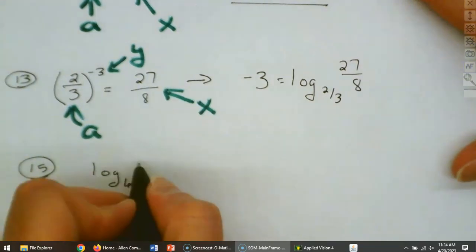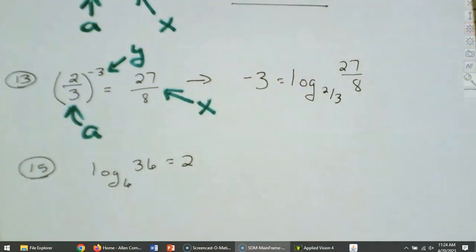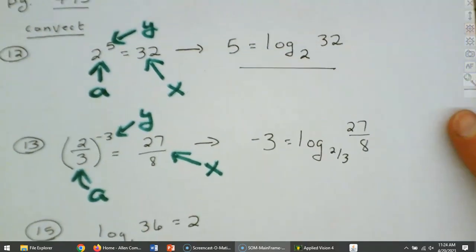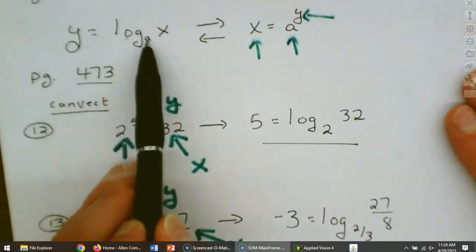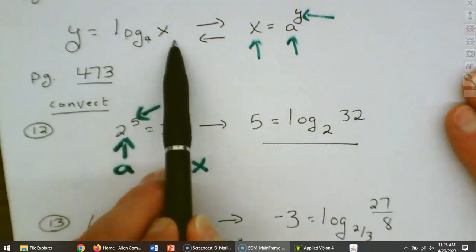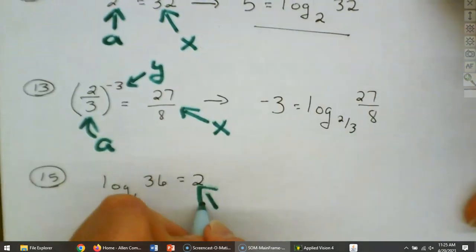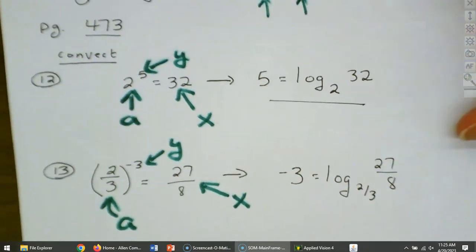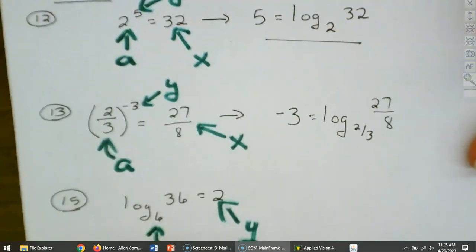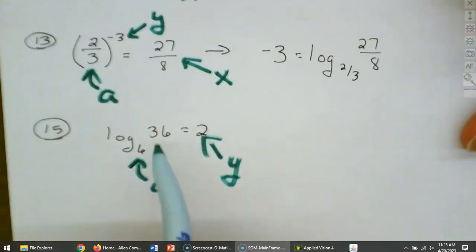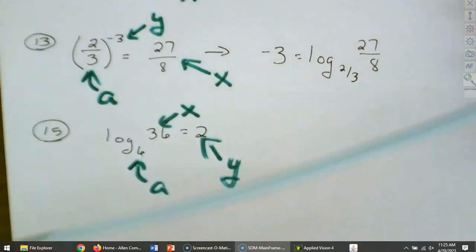So log base 6 of 36 equals 2. Let's take a moment, go back and look at our formula. Y equals log base a of x. So let's label our pieces. Y is by itself, so in this case, the y is the 2. Okay. The number below the logarithm, that is your base. So this is a base a, is 6 here. So base 6, that's my logarithm. Okay, that's your a. And this 36, that is your x.